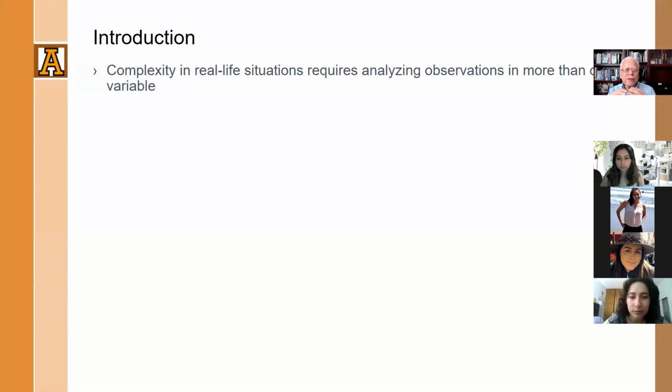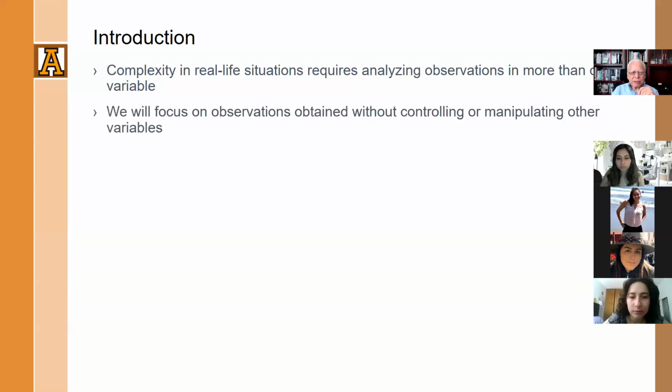So there's a bunch of data that we can relate to a particular subject, and in most real-life situations we will focus on observations that we obtain without controlling or manipulating other variables. There's one thing called statistical design of experiments. Let me write it down here. Statistical design of experiments.